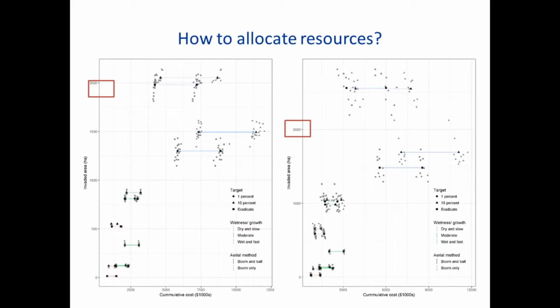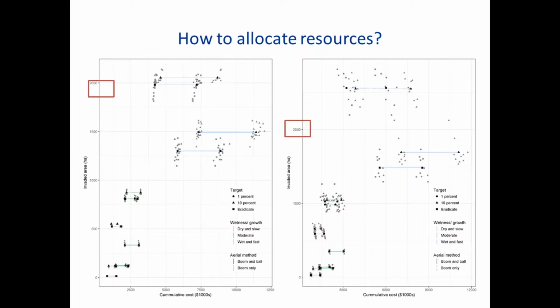So the management target could be to maintain buffalo grass at less than 1% cover on the landscape, maintain buffalo grass at 10% cover on the landscape, or to eradicate buffalo grass. And then two different methods for aerial spraying. Currently, the park only uses what's called a boom sprayer, where they can only spray patches that have greater than 50% cover. But they've been considering also getting permission to use what's called a ball sprayer, where they can spray down to 10% cover. So they could treat a lot more of the landscape with that.